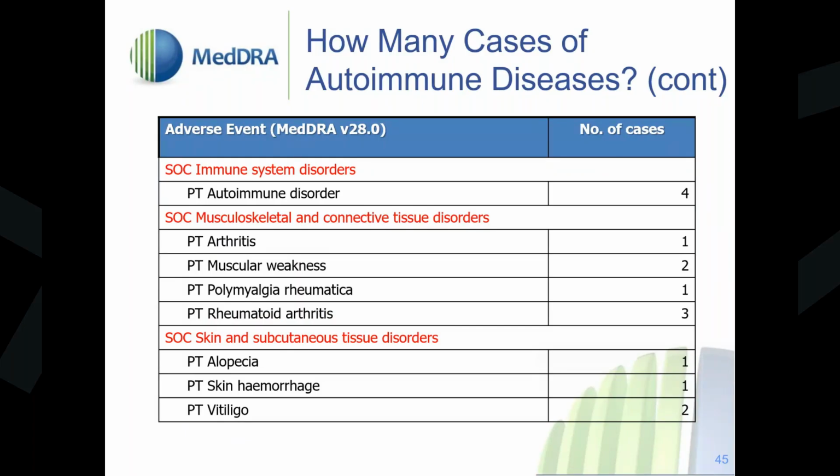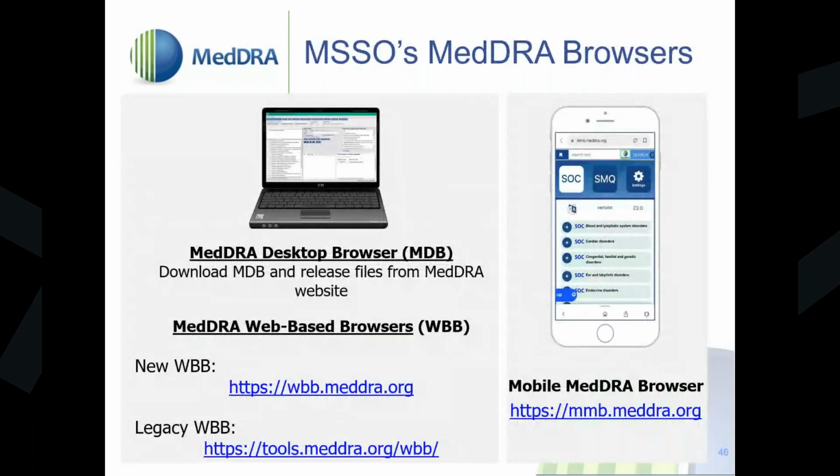So the good news is that MedDRA will give you an easy way to answer this question. And that process lies in the browser. So let's jump into the browser. MedDRA has 3 browsers. It has the desktop browser, the MDB, the web-based browser, the WBB, and the mobile browser, the MMB. The mobile browser we're not going to touch today. And just as a note, it's not an app. It's just a URL link with the interface made large enough to work on smartphone screens.